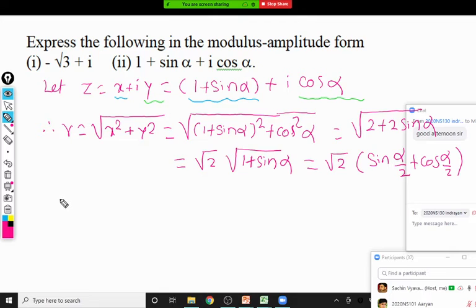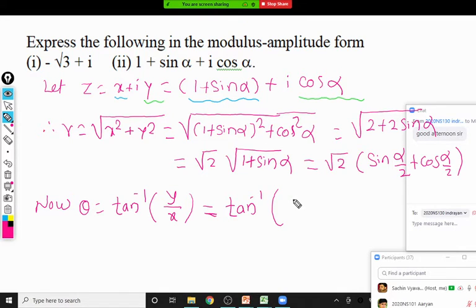We'll move to theta now. Theta equals tan inverse y by x, which we are using right now because we are taking x as 1 plus sine alpha and y as cos alpha, and both are taken with plus sign. So it is tan inverse of cos alpha upon 1 plus sine alpha.